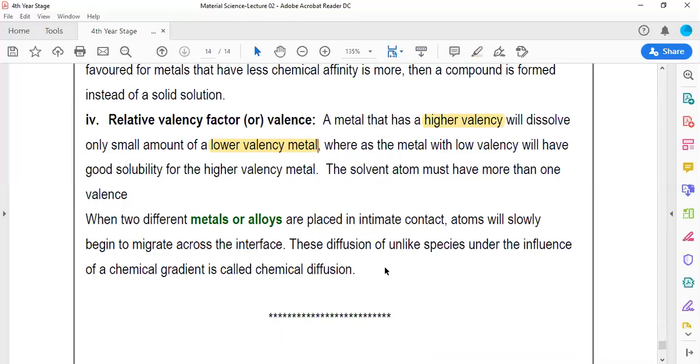When two different metals or alloys are placed in intimate contact, atoms will slowly begin to migrate across the interface. This diffusion of species under the influence of a chemical gradient is called chemical diffusion. Remember, when you have two metals together, it doesn't mean that the solute particles will stay constant at the same place. There is some movement. The reason is the different concentration between two places, so a sort of diffusion will happen.